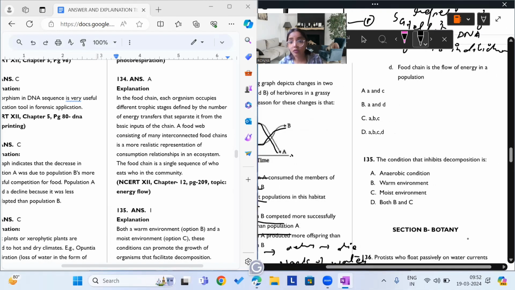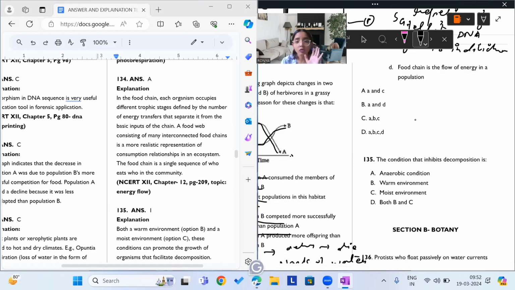Okay. Food chain is flow of energy in a population. Food chain is not flow of energy in a population. Food chain is flow of food in a population. It might indicate flow of energy, but it itself is not the flow of energy. So two options are correct.